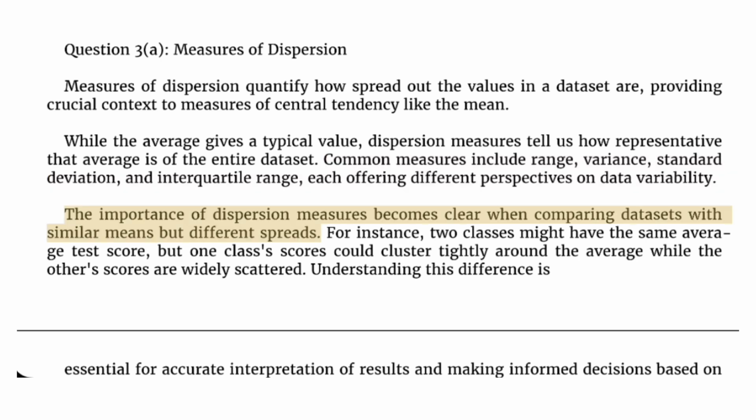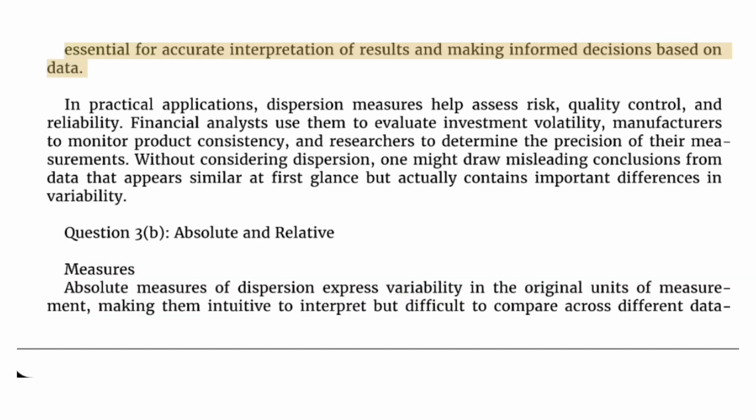The importance of dispersion measures becomes clear when comparing datasets with similar means but different spreads. For instance, 2 classes might have the same average test score, but one class's scores could cluster tightly around the average while the other's scores are widely scattered. Understanding this difference is essential for accurate interpretation of results and making informed decisions based on data.